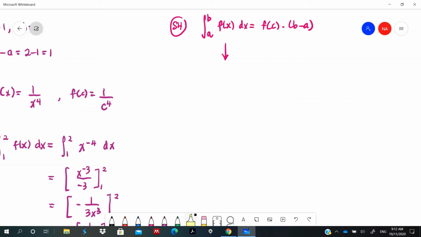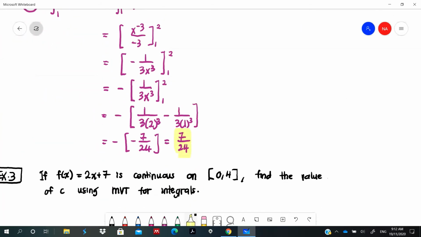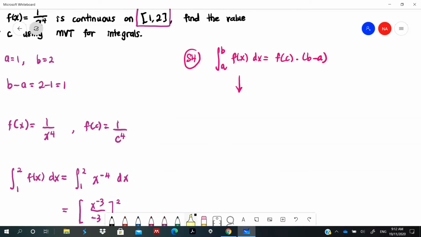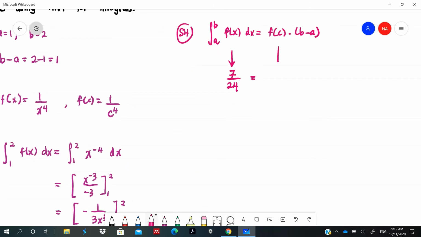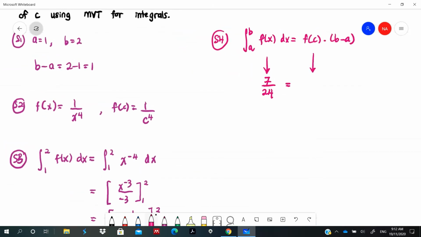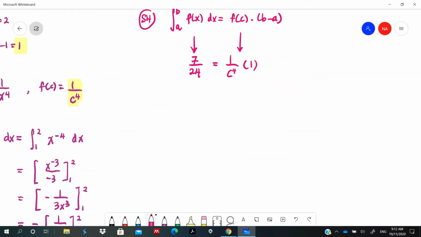It's actually given by these values, 7 over 24 from step number 3. So just put it inside this. Alright, 7 over 24 is equal to f(c), given by this function. Now we'll have 1 over c to the power of 4, and then b minus 1 is actually given by 1, so I'll just write 1. So we have to simplify the value of c to the power of 4.